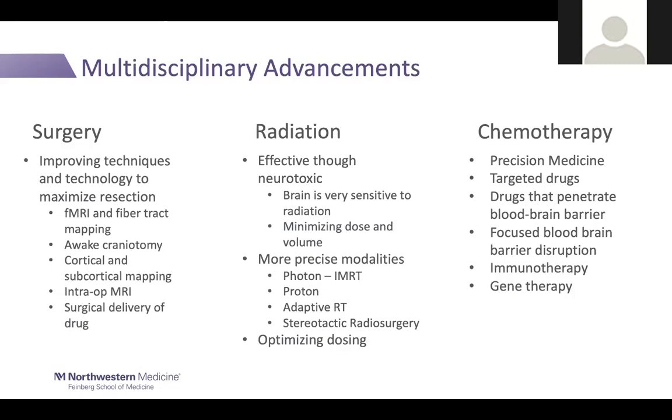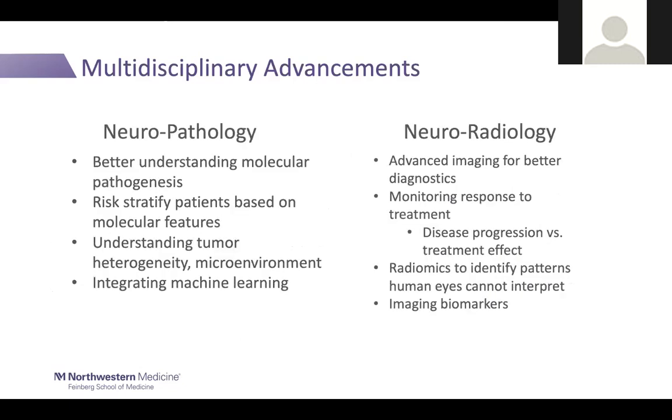Immunotherapy is all the rage now, and not just for brain tumors, but in any tumor type. How can we use our own immune system to fight tumors? How can we modify genes in tumors to help manage them? So a lot of room for improvement. A lot of studies being done in all of these different aspects.